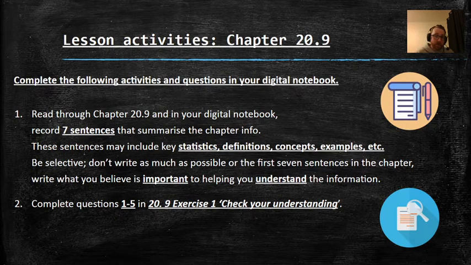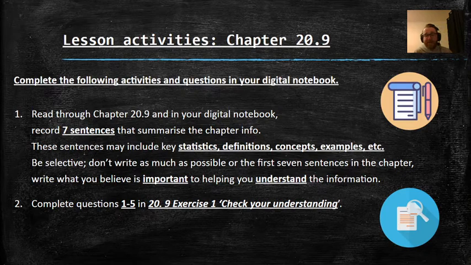So you're not allowed to just copy the entire textbook. You're not allowed to write 3 words. You guys have to say, okay, what are the 7 most important sentences in this chapter for me to understand chapter 20.9? So they may include key statistics, they may include definitions. I did a lot of definitions when I was taking notes because I thought that understanding those words would remind me of the words behind the words, if you know what I mean. So I'd remember the definition and be like, oh, that paragraph had that information in it.